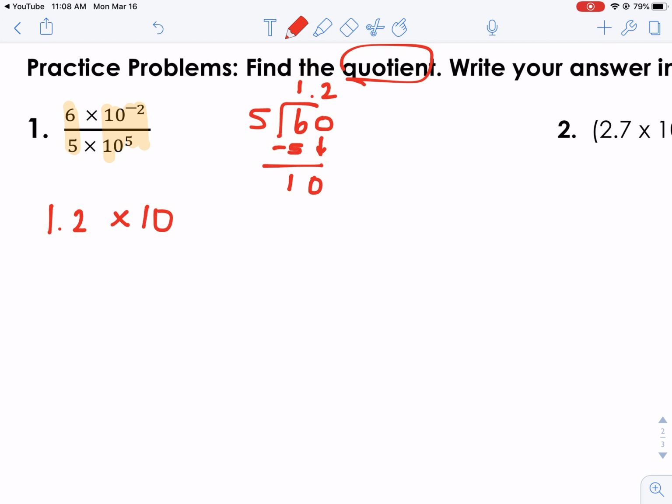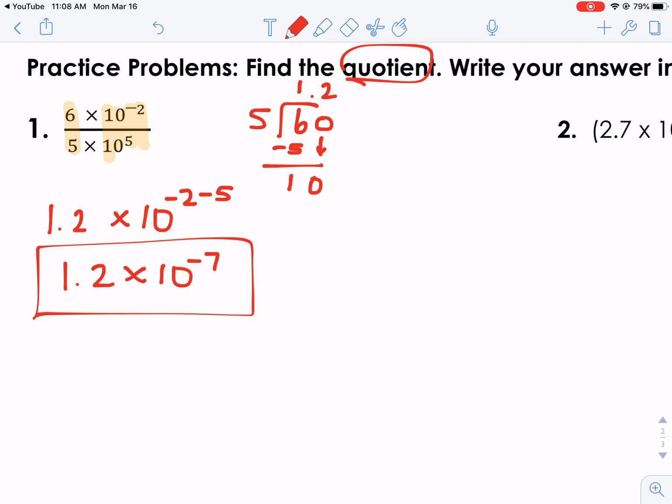And then our exponents are going to be subtracted. So negative 2 minus 5, which would give us negative 7 as our exponent. This answer is in scientific notation. 1.2 is between 1 and 10, so we don't have to adjust our final answer at all for this one.